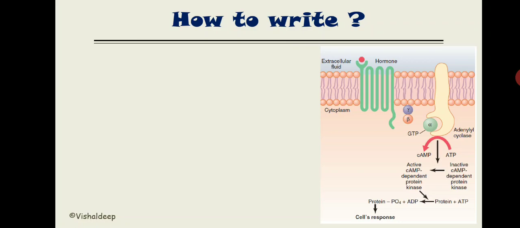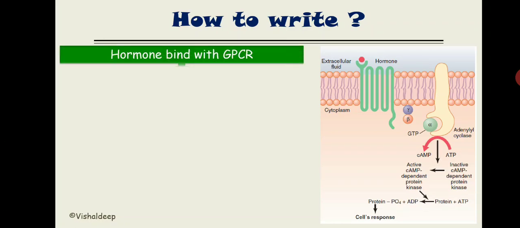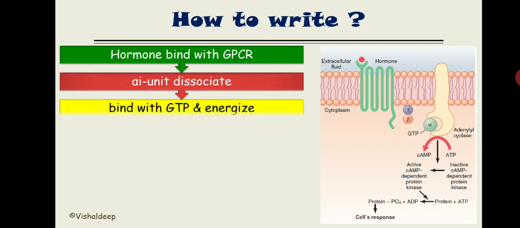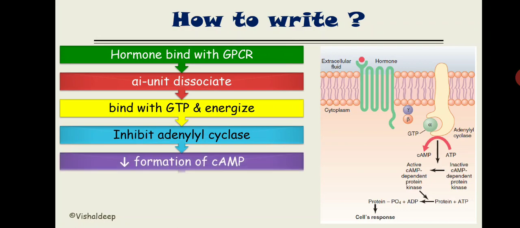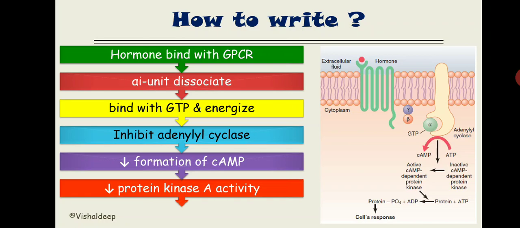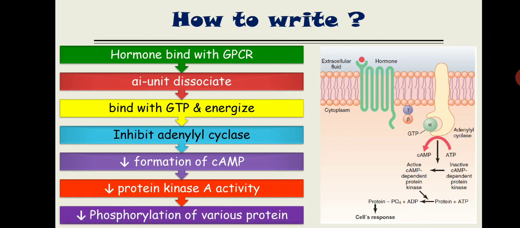Now how to write it down in the exam about the G inhibitory system? The hormone binds with the G protein coupled receptor, the alpha I subunit dissociates and binds with GTP and gets energized. Then it inhibits the adenylyl cyclase and eventually decreases the formation of cyclic AMP, decreases protein kinase A activity, and decreases phosphorylation of various proteins. This is how the G inhibitory protein will work.